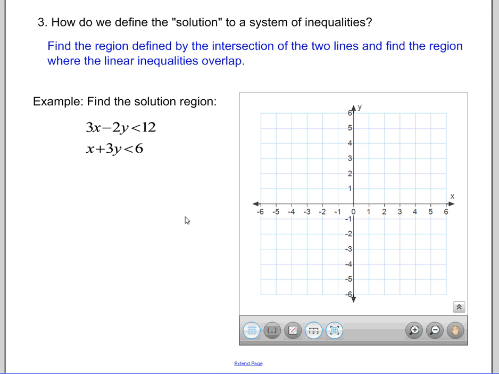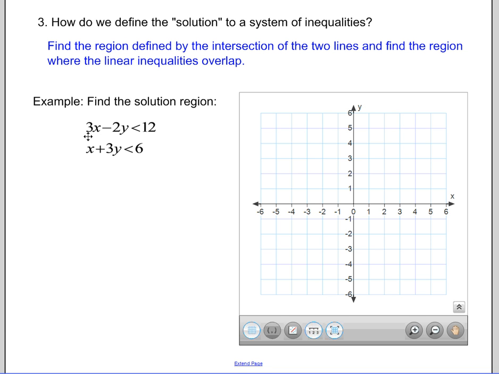Let's look at this system of equations. We've got 3x minus 2y is less than 12. X plus 3y is less than 6. So I'm not going to go through all the details of graphing this one, but let's just run through the example so that we can see the two lines being graphed.